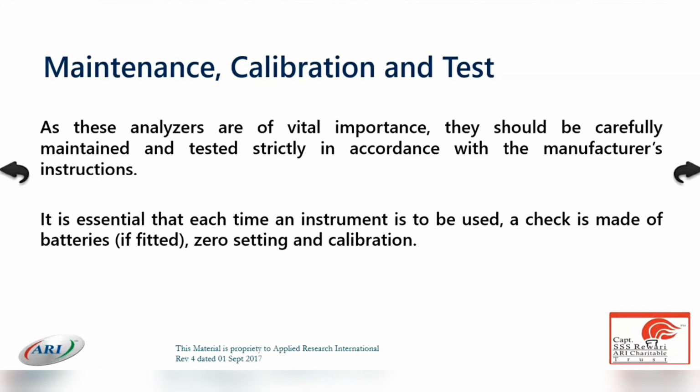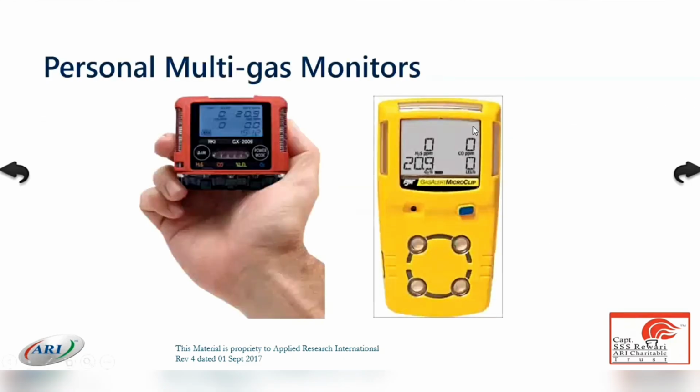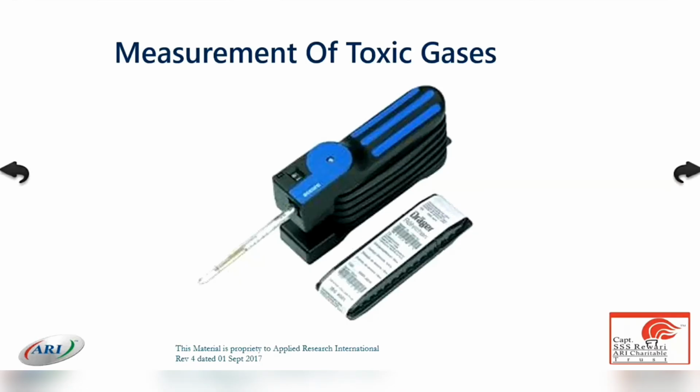The instruments must be regularly calibrated. Other than these gases, you have some toxic gases also present on tankers. Very small concentrations of these toxic gases are present, and there should be some instrument to measure these gases as well. The concentration of these gases is very low. Chemically coated indicator tubes are used to measure these toxic gases.